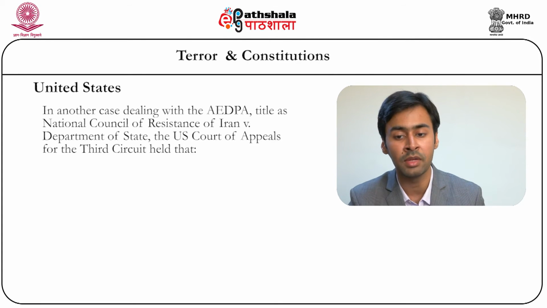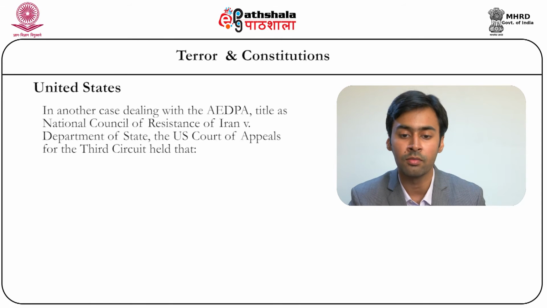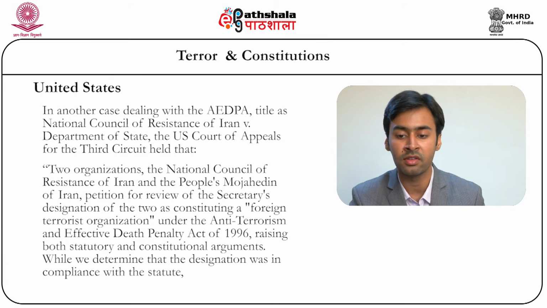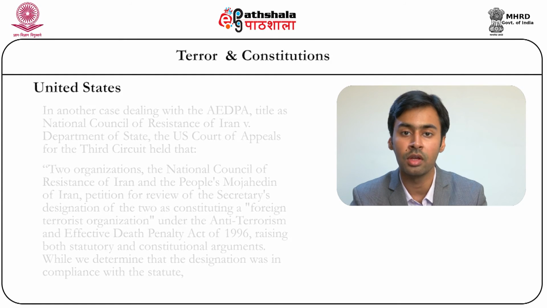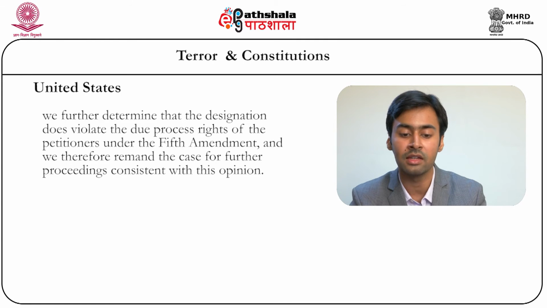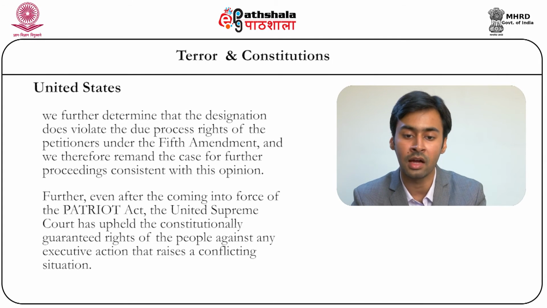In another case dealing with the AEDPA, titled National Council of Resistance of Iran versus Department of State, the US Court of Appeals for the Third Circuit held that two organizations, the National Council of Resistance of Iran and the People's Mujahedin of Iran, petitioned for review of the Secretary's designation of the two as constituting a foreign terrorist organization under the AEDPA, raising both statutory and constitutional arguments. While we determine that the designation was in compliance with the statute, we further determine that the designation does violate the due process rights of the petitioners under the Fifth Amendment, and we therefore remand the case for further proceedings consistent with this opinion. Further, even after the coming into force of the Patriot Act, the United States Supreme Court has upheld the constitutionally guaranteed rights of the people against any executive action that raises any conflicting situation.